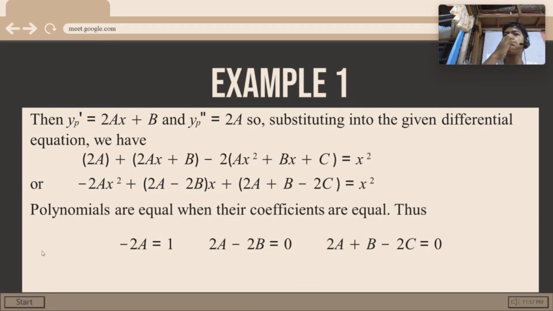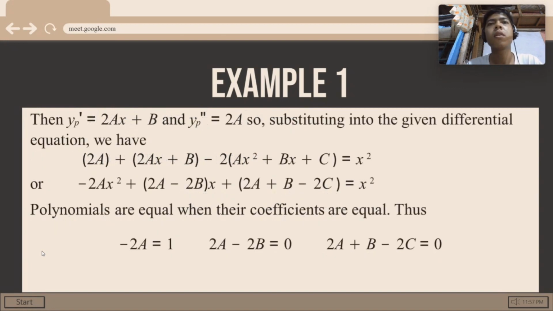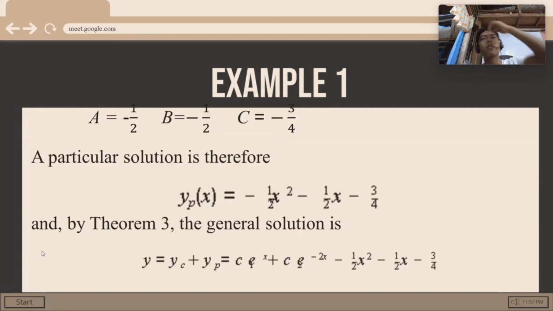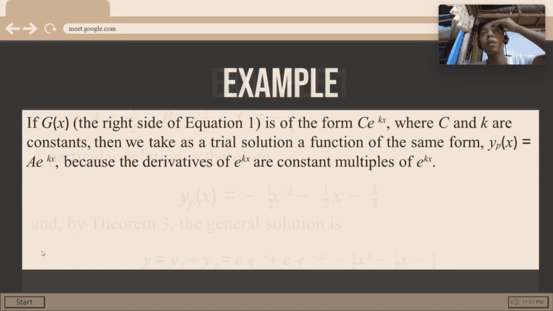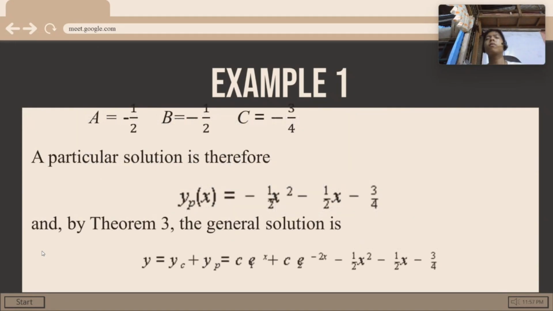So polynomials are equal when their coefficients are equal. Thus, we have negative 2a equals 1, so a is equal to negative 1 half. Next, 2a minus 2b equals 0, so b is negative 1 half. And for c, 2a plus b minus 2c is equal to 0, so c is equal to negative 3 over 4. So our particular solution is yp equals negative 1 half x squared minus 1 half x minus 3 over 4.